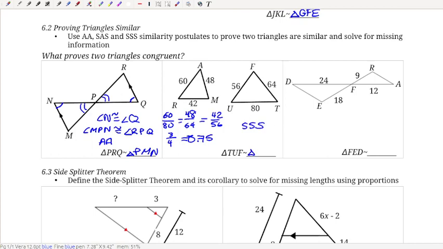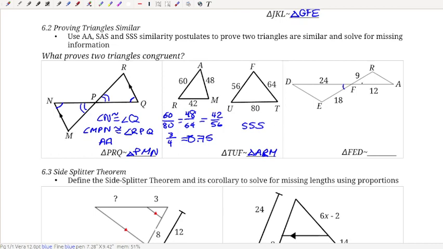longest side to shortest side is T. T is longest side to middle side, so that would be longest side to middle side on this one is A. U is between the longest side and the shortest side, so over here between the longest side and the shortest side is R, and then our last letter is M. So I have triangle TUF is similar to triangle ARM. So that was SSS, and then the last one that we had was SAS.